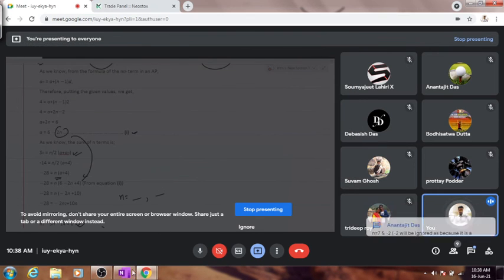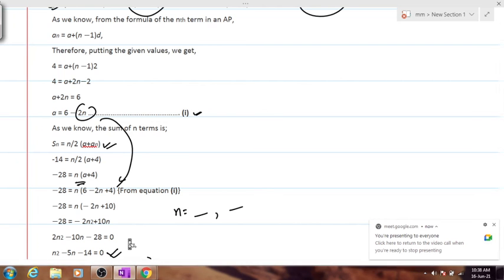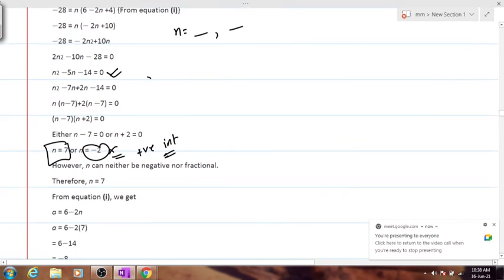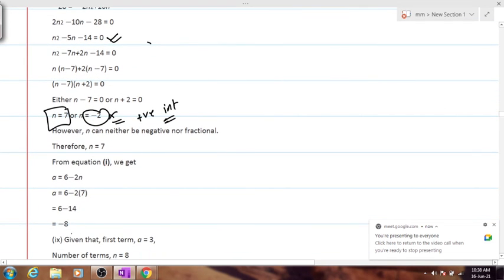Now people have already answered. Now of course, which one will you ignore? The negative one, right? The negative one will be ignored, as we know that n cannot be a fraction or negative. It can be only a positive integer, right? So we'll get n is equal to 7, and then we have to go on to calculate the value for a also. Is it minus 8?